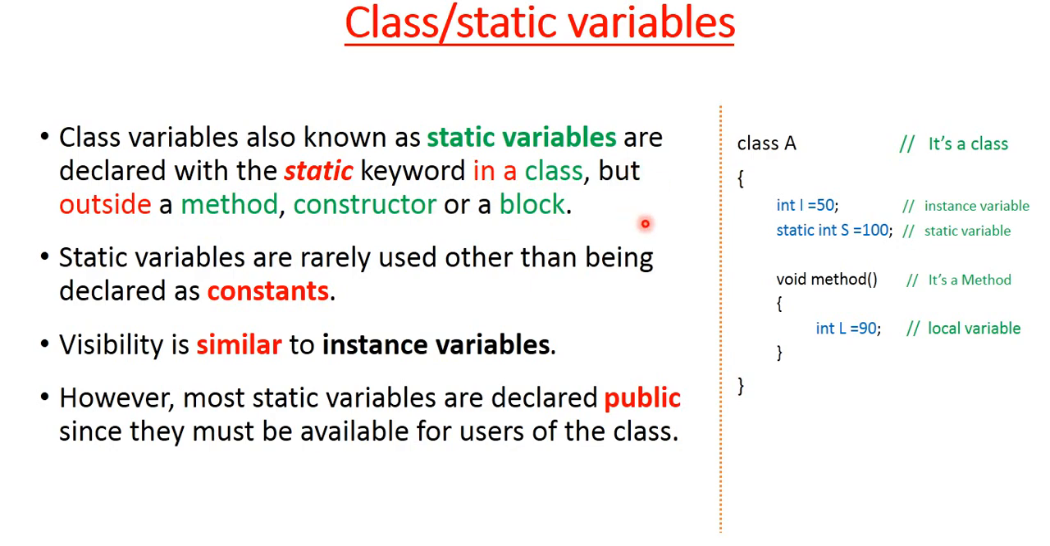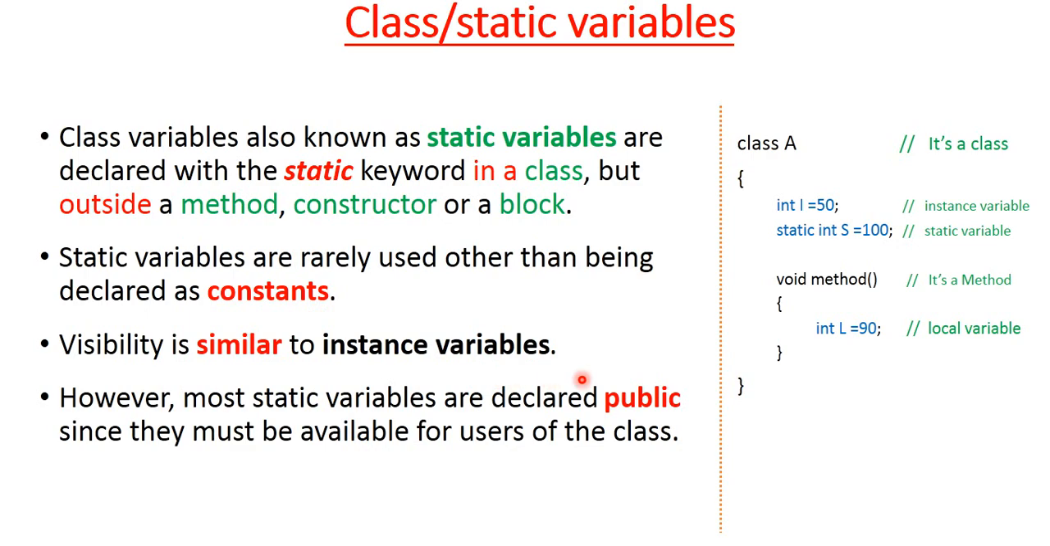But outside a method, it is also the same as the instance variable, but the main difference is that a static variable is declared with the static keyword. This is the main difference between an instance variable and a static variable. But in other respects there is no difference. Static variables are rarely used other than being declared as constants.